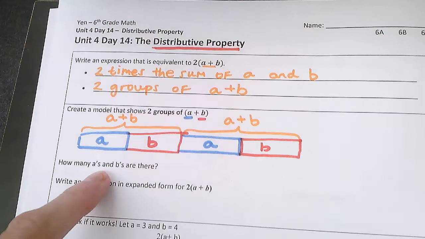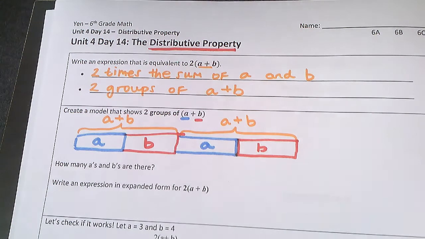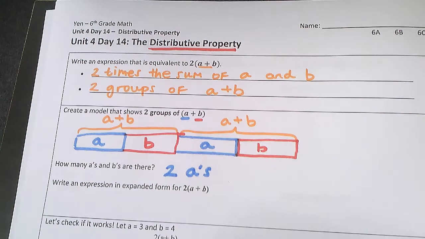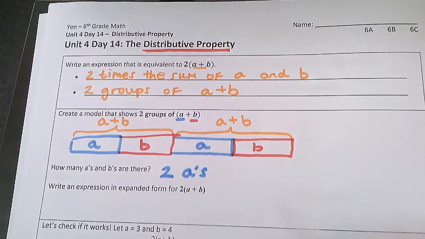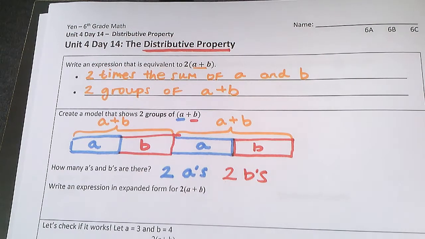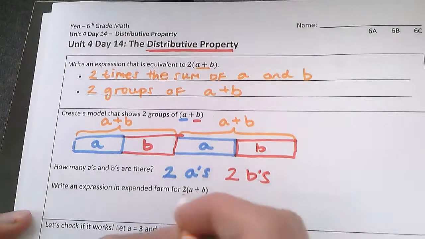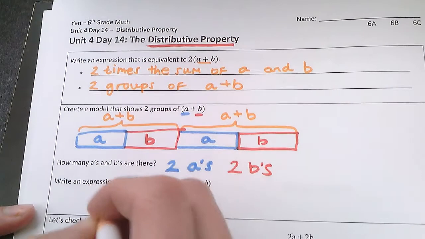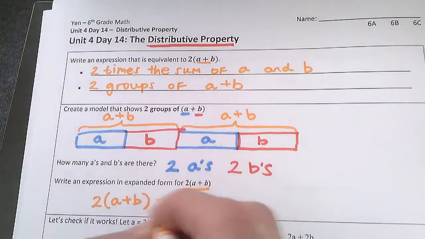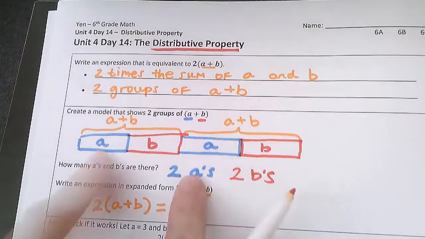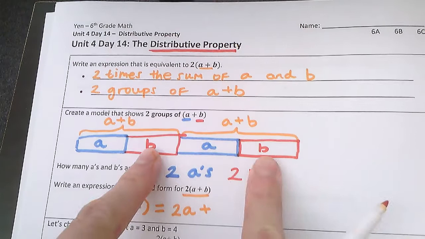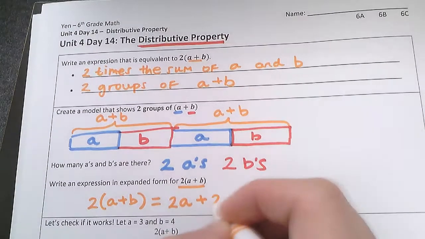And then we can count it out. How many A's are there? There's one A here, and then another A there. So there are 2 A's. And how many B's are there? There's one B here, and one B here. So altogether we have 2 B's. And now what we can do is, this expression right here, this 2 times A plus B, or this 2 groups of A plus B, is the same thing as, we have 2 A's, so that's 2A, plus the 2 B's, which would be 2B.